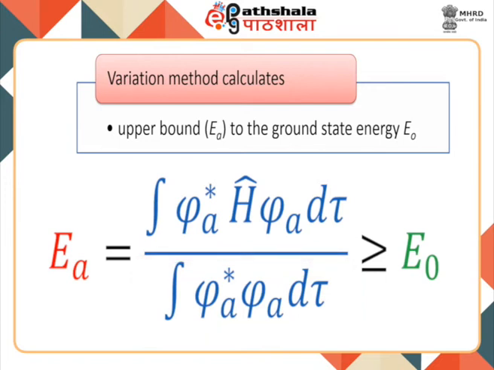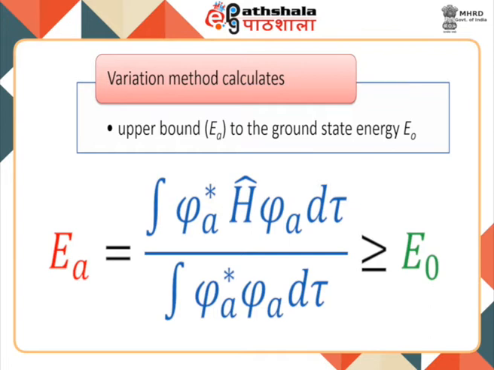The most important step for solving eigenvalues of complex systems using variation method is choosing or guessing the right guess or trial function psi A, which determines the success of variation method. The closer psi A is to psi naught, that is the ground state wave function, the closer EA, that is the approximate energy, is to E naught, that is ground state energy.